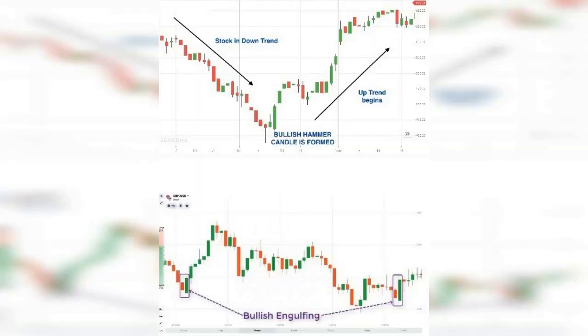In the image, you can see at the top the bullish hammer candle is formed. When the bullish hammer is formed, the downtrend is going to end, then there will be an initiation of an uptrend. Then in the case of bullish engulfing, when the bullish engulfing occurs, the downtrend is ending, then there will be an initiation of an uptrend.